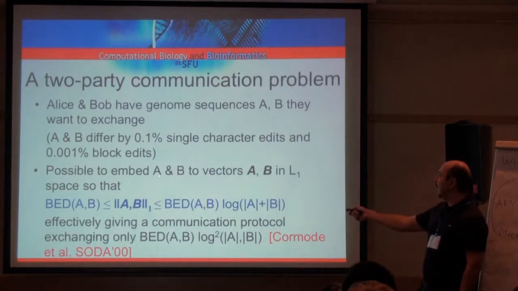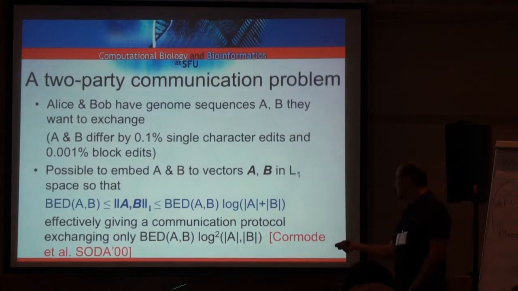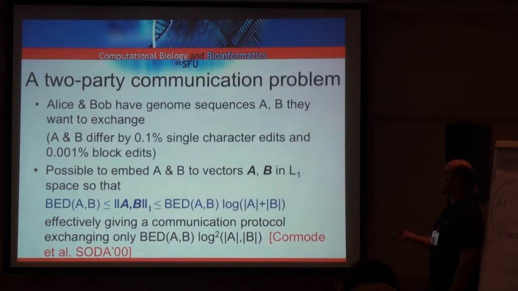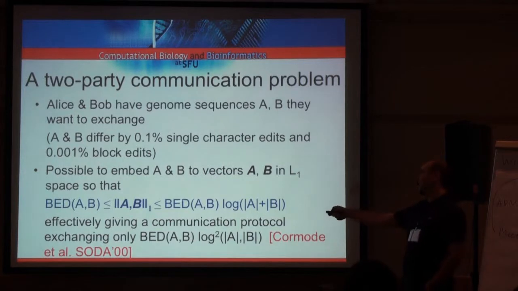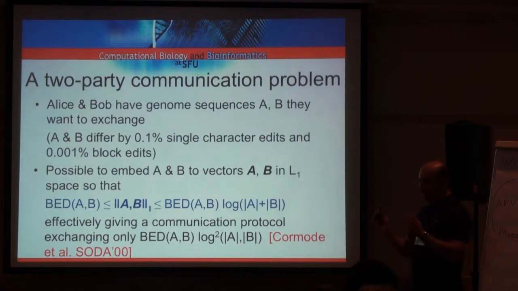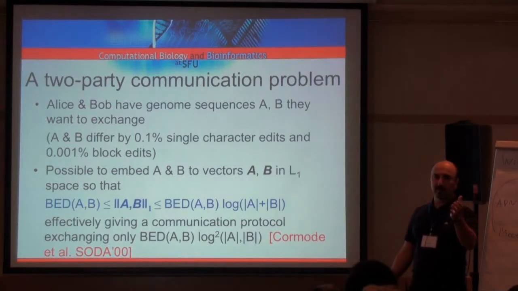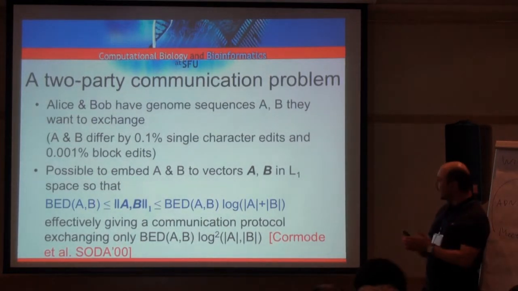Obviously, it's possible to embed A and B to vectors, say, capital A and capital B, through a paper that I was involved with more than 12 years ago now, so that the block edit distance between A and B will be upper bounded by the L1 distance between these embeddings of A and B. And this will be, again, upper bounded by the block edit distance times log of the lengths of A and B. So basically, this is a low distortion embedding that takes strings or sequences under block edits to vectors under L1 distance. This becomes a vector comparison problem.